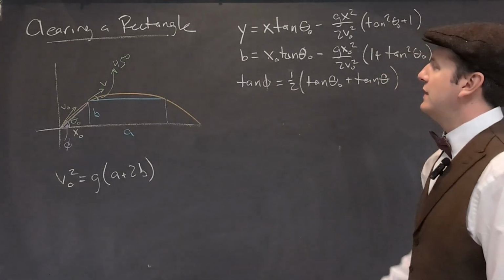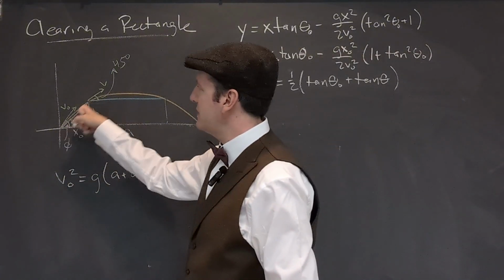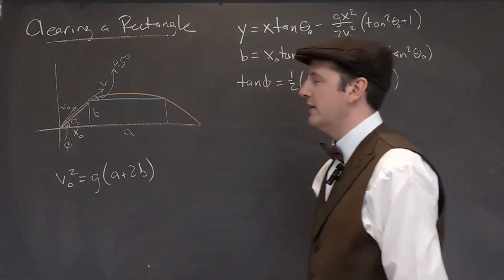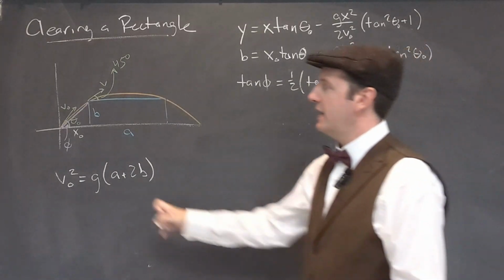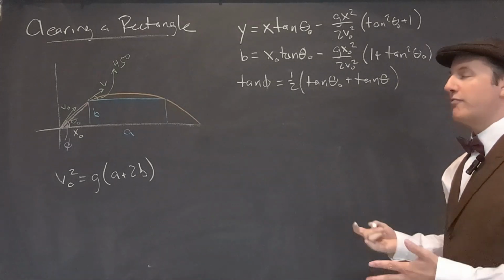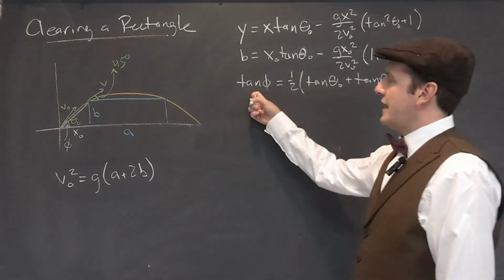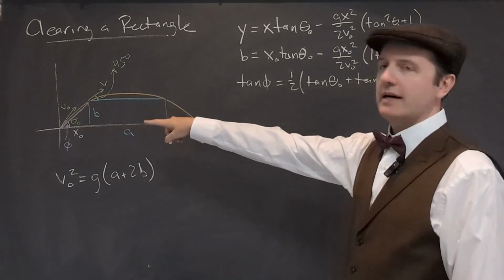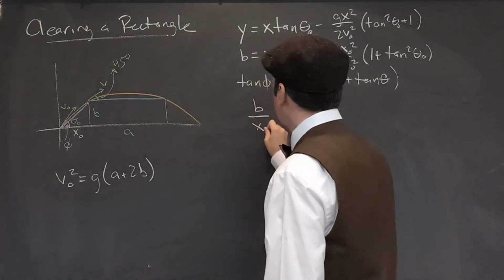Let's turn now to this one. This tells us that this secant, this chord of this parabola, has a slope which is halfway between the slopes at its start and end. In other words, the two tangents. It's the average, the arithmetic mean of those two slopes. Now, tangent of phi is pretty easily written down from that triangle. We know it's opposite over adjacent, so that's b over x naught.